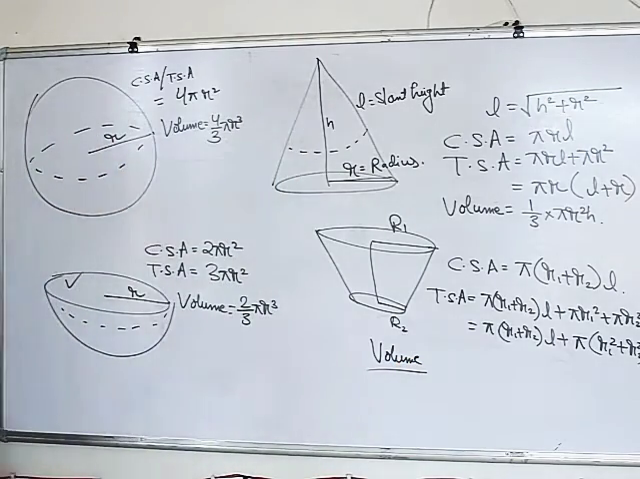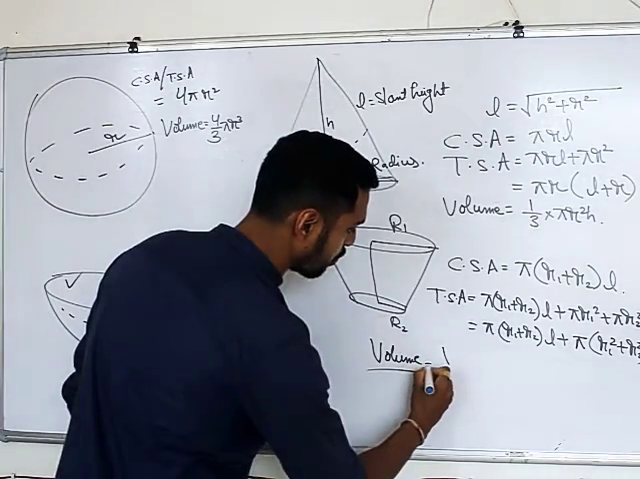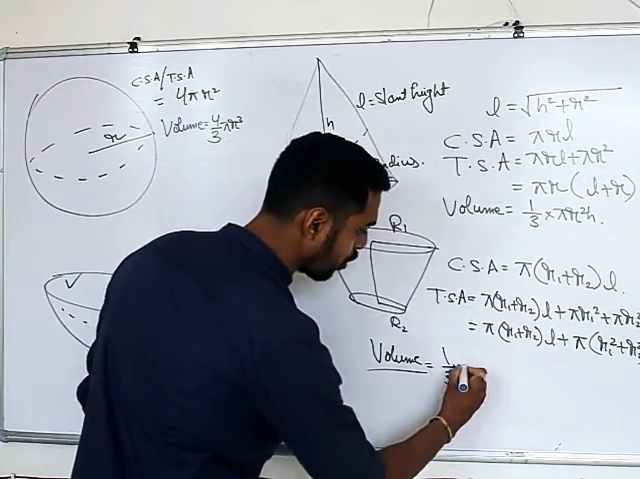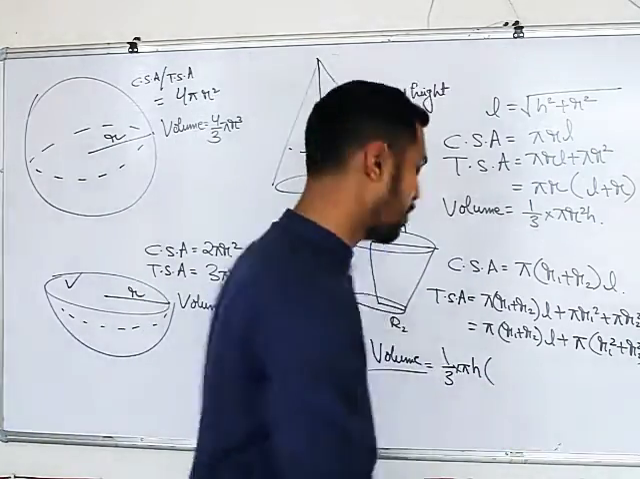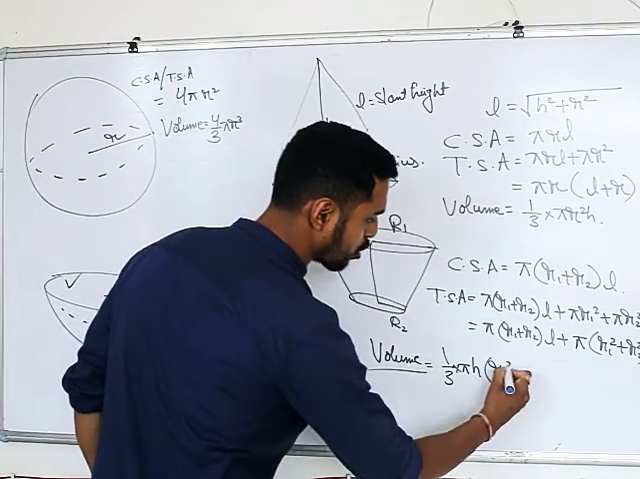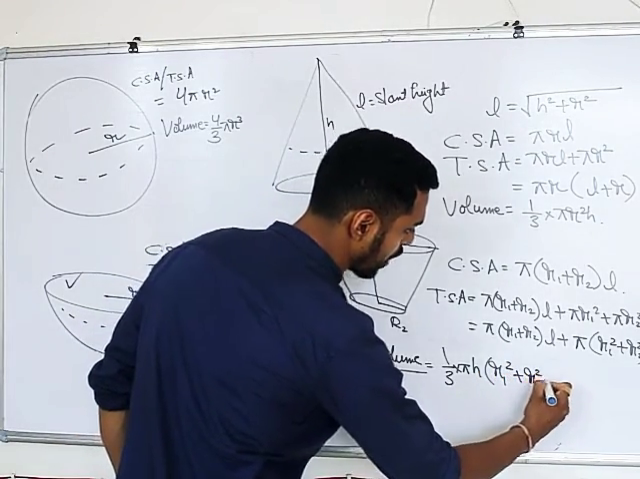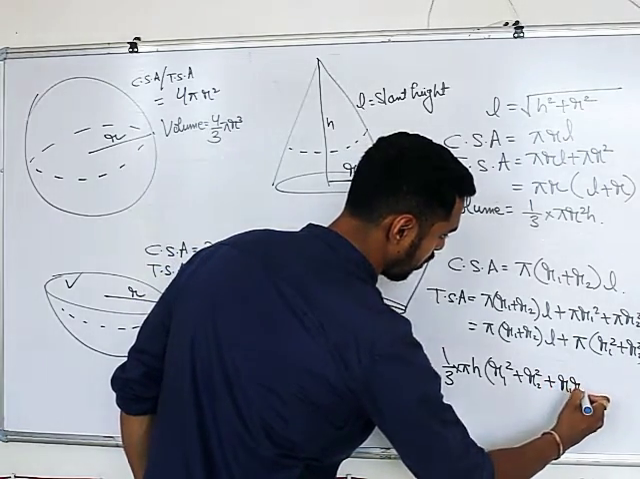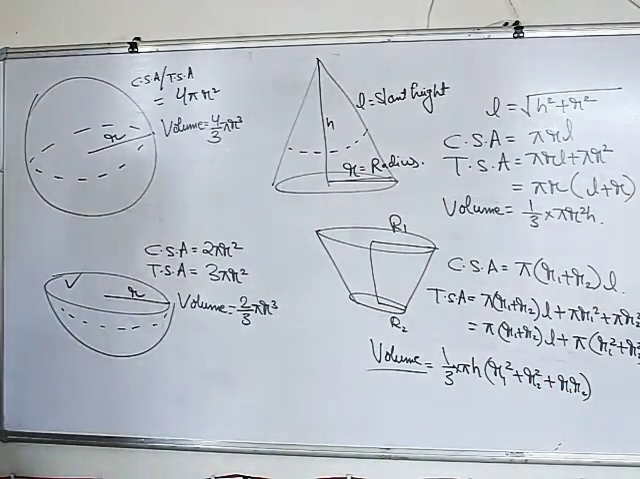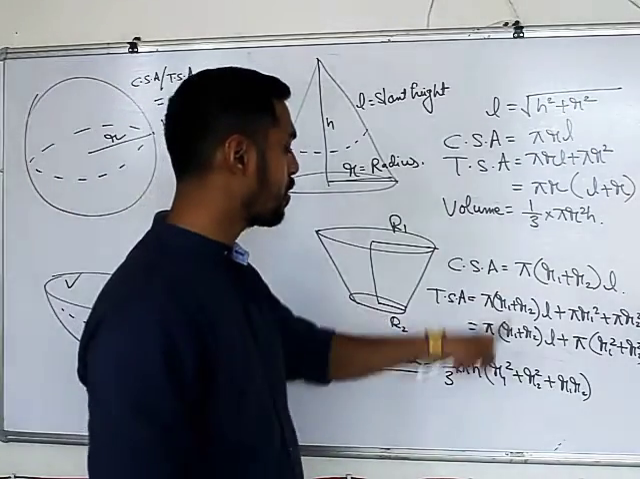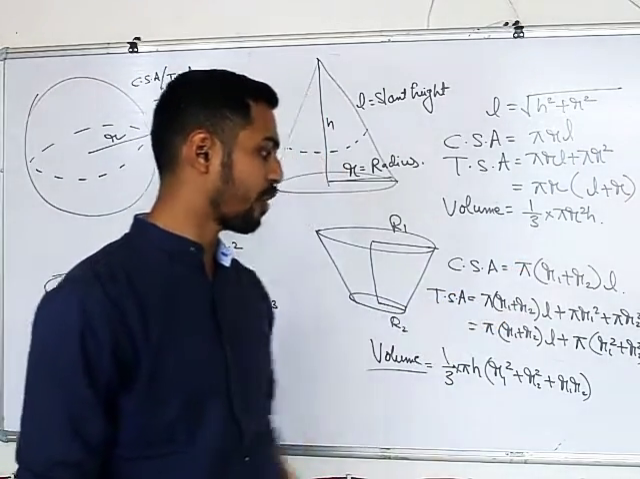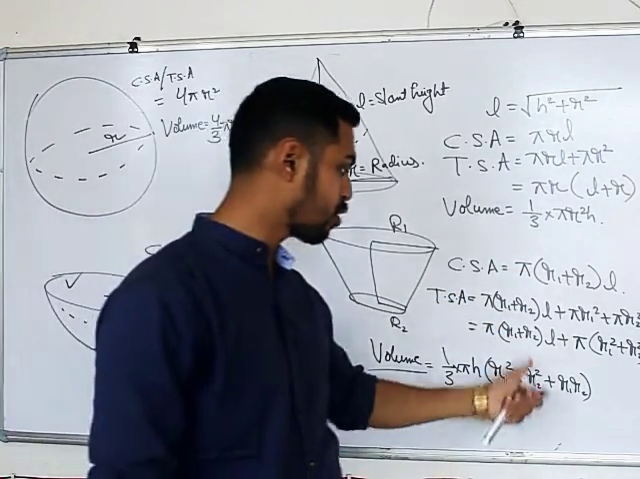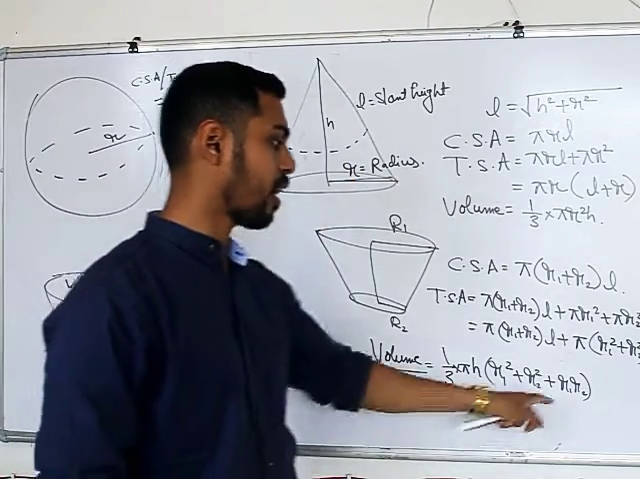Look, formula for volume is 1 by 3 into pi into H. Now in the place of radius we will write it as (R1 square plus R2 square plus R1 R2). Okay, this is similar to that of cone, but the thing is that in cone we write only R square, but in frustum we write R1 square plus R2 square plus R1 R2.